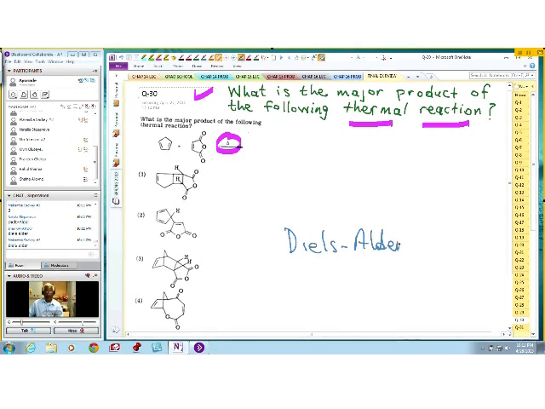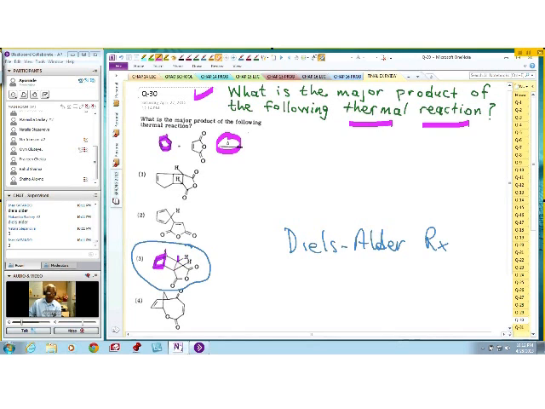Diels-Alder reaction. Very good. So, what is the answer here? What would be the answer? Number 3. Number 3 is correct. Because you see here, you see this part of the molecule here, that is this part right here.